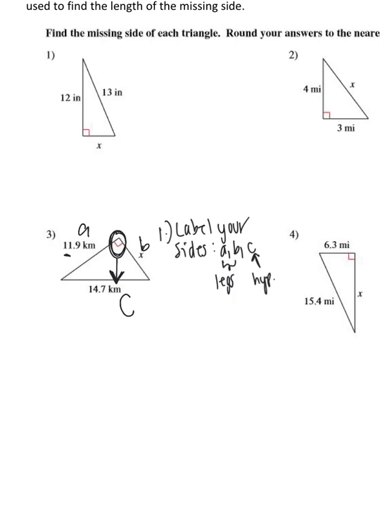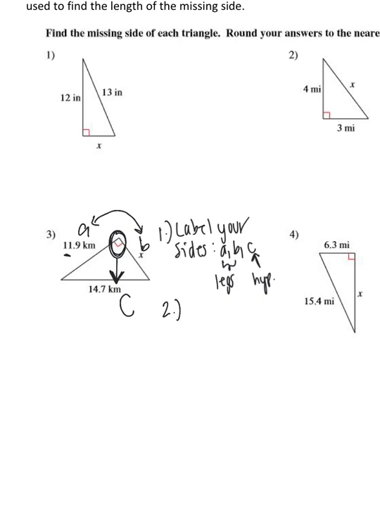It does not matter which one you label A and which one you label B. They're both legs. You can switch them around. I could have called X A and I could have called 11.9 B. It really does not matter. But that's step 1, to label your sides.